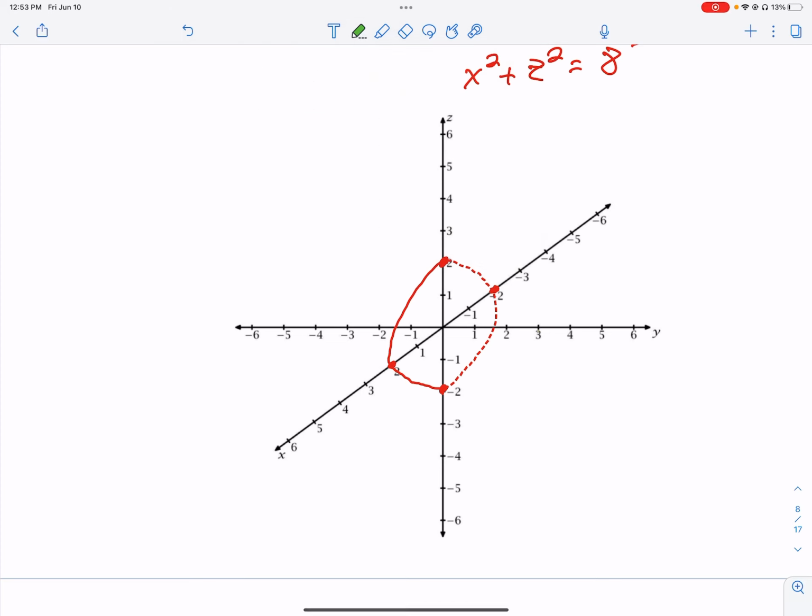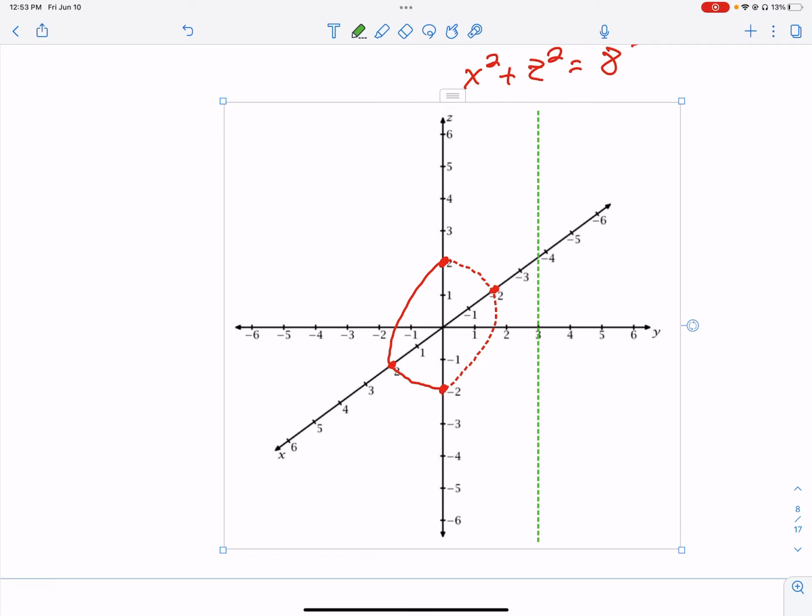At positive y equals 3, that's right here. I'm going to make a big line. I'm just doing this first to get it straight. I want to make an axis right there that is the same.